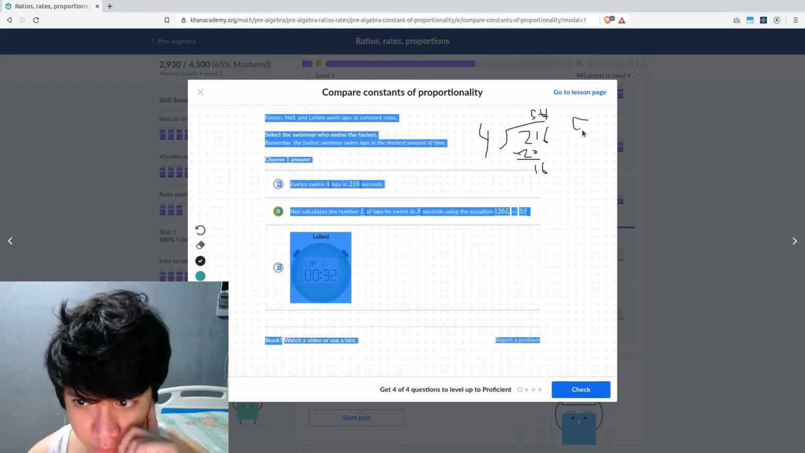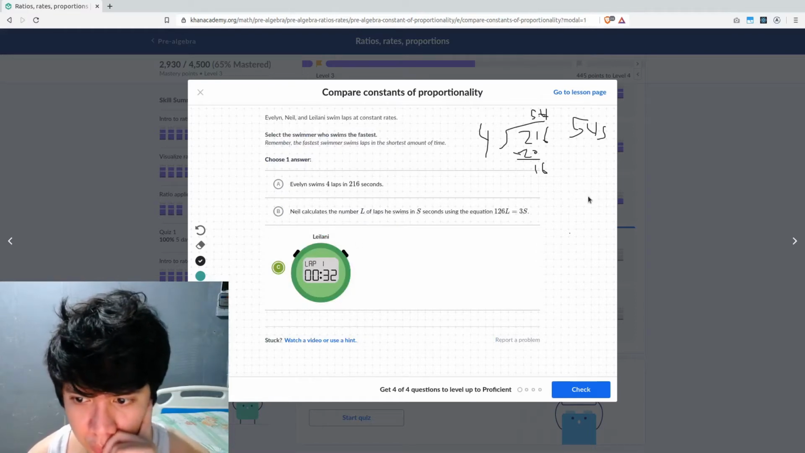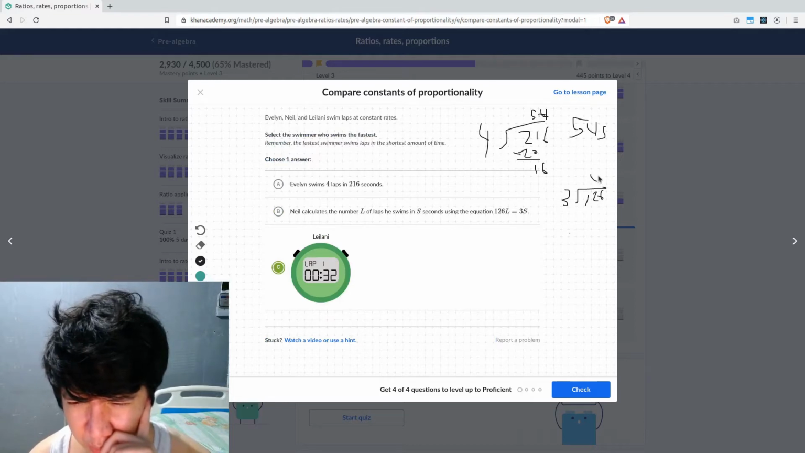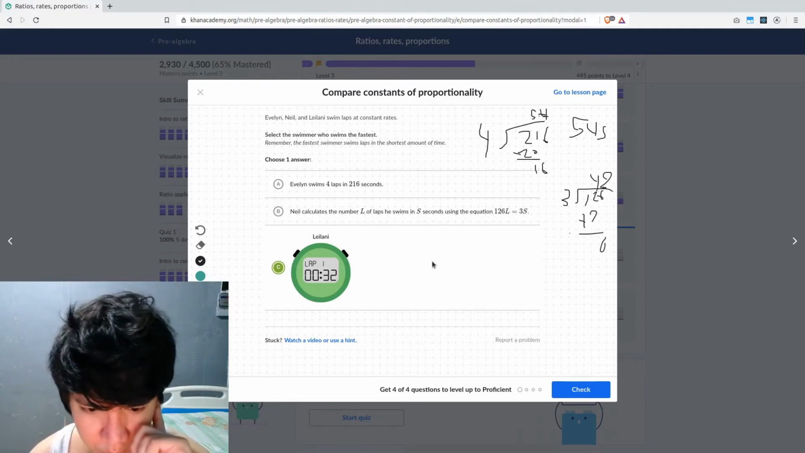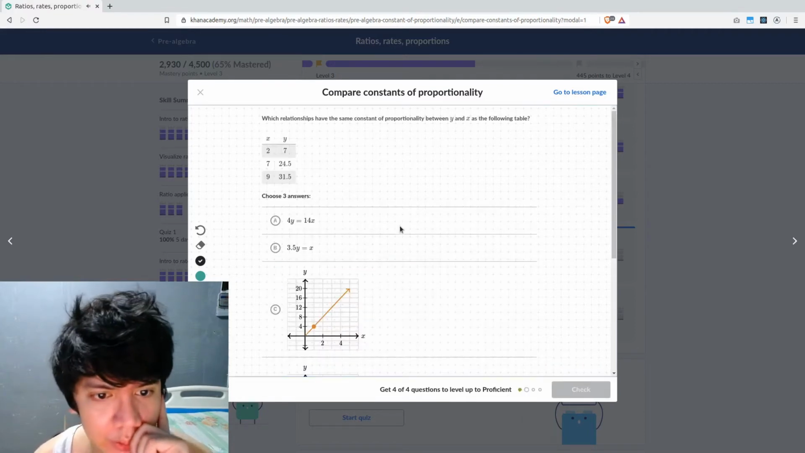So 54 seconds for the first guy, and then Neil is 1 to 65. 40. Okay. Wow. Okay. 30 seconds for just one lap. You're actually the fastest, Leyland.